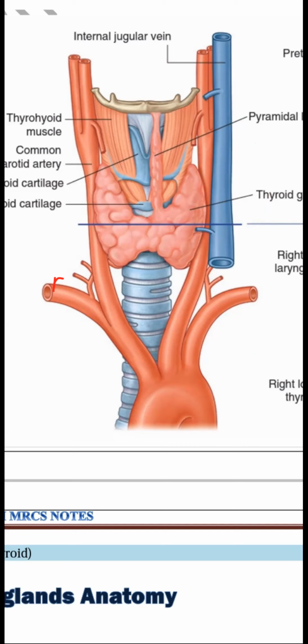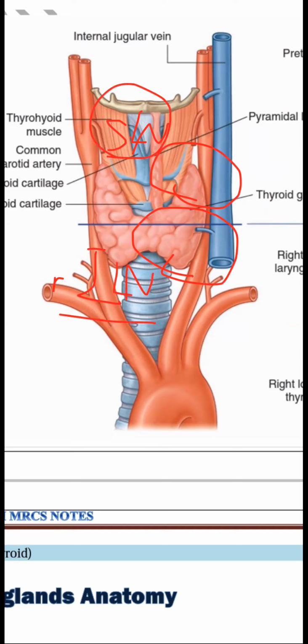Innervation: related to the upper pole, this is the superior laryngeal nerve. Related to the lower pole, this is the inferior laryngeal nerve. The superior laryngeal nerve is divided at the upper pole into external and internal branches. The external branch will supply the cricothyroid muscle, which is responsible for tension of the vocal cord. Paralysis will cause loss of high-pitched voice.